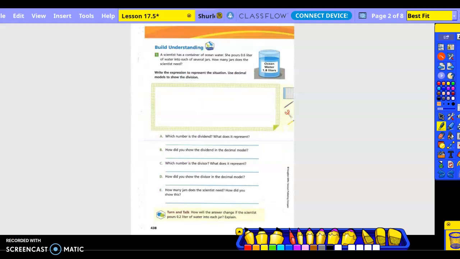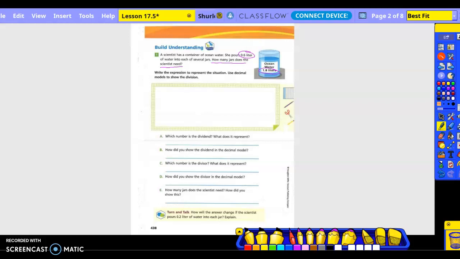Build understanding. Number 1. A scientist has a container of ocean water. She pours 6/10 of a liter of salt water into each of several jars. How many jars does the scientist need? Okay, so we have the 6/10 of a liter, 1 8/10 of a liter, and then how many jars does the scientist need? So what is our total?